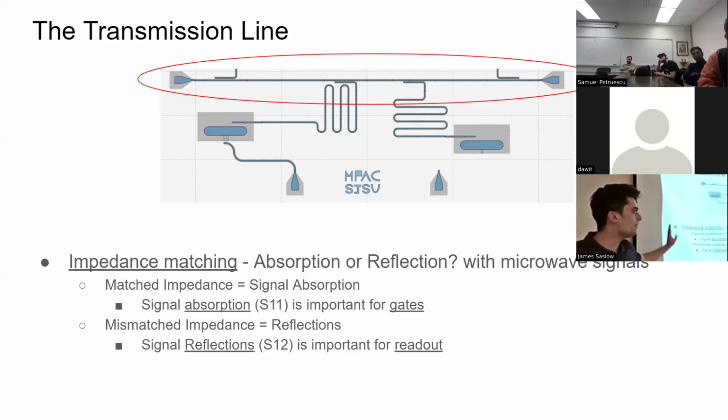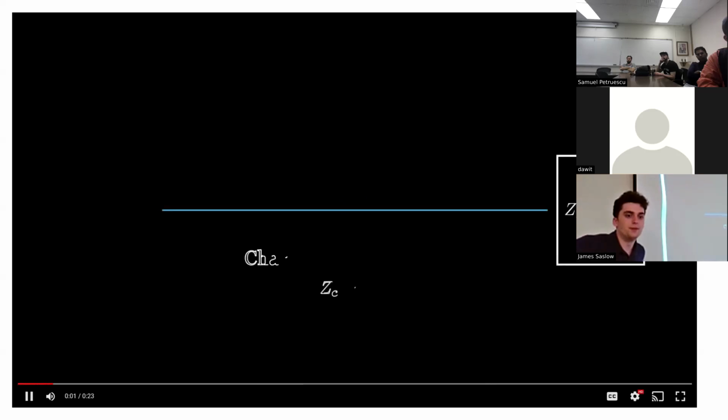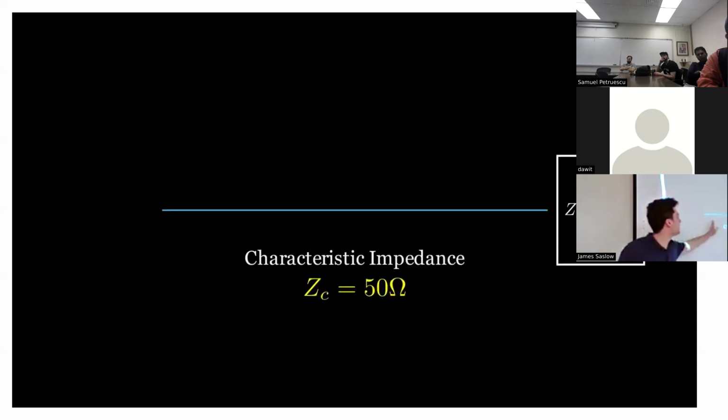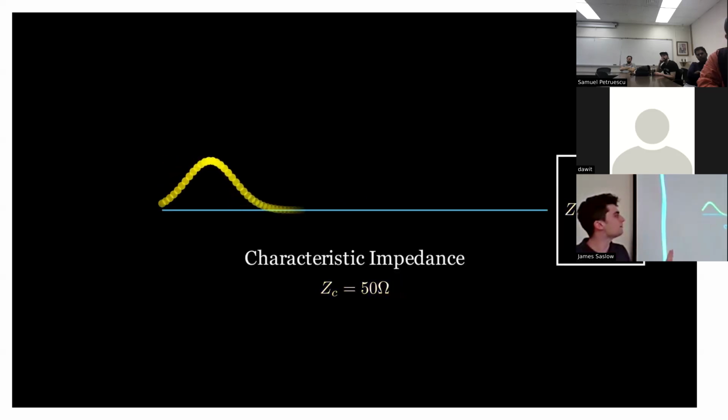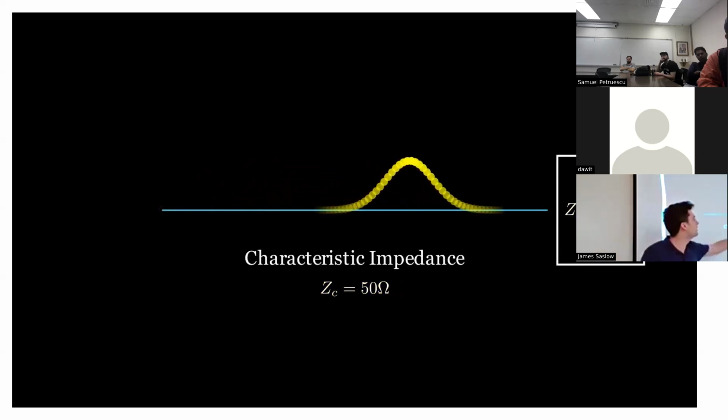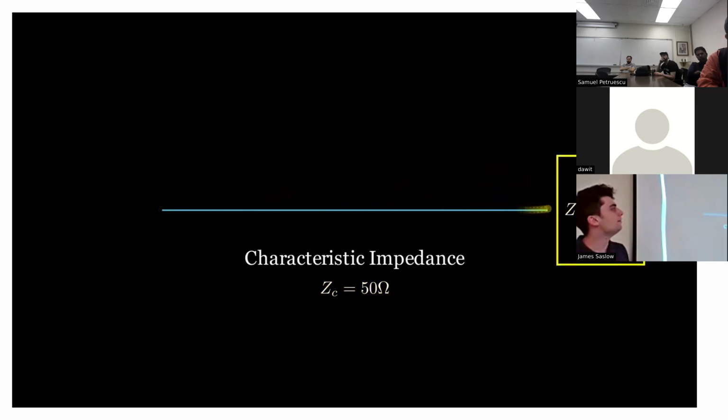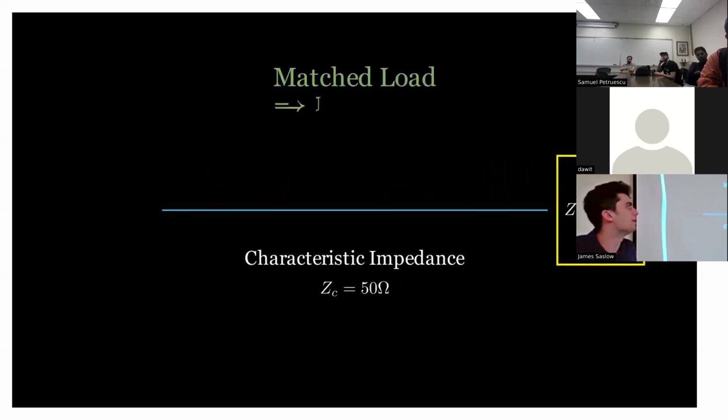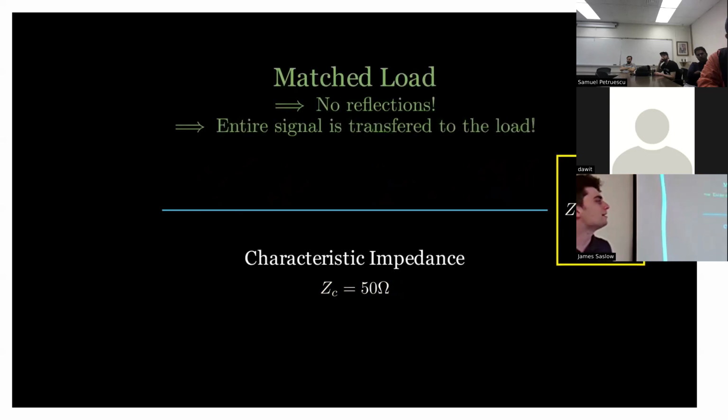So with impedance matching, why is this important? Well, we want to know if our signals are absorbed into our qubit or if they're reflected. This is sort of what it looks like. We could have a transmission line with a characteristic impedance. And if the impedance matches the impedance of the load, we get an absorption. And that's a matched load. We have no reflections, and the entire signal is transferred.